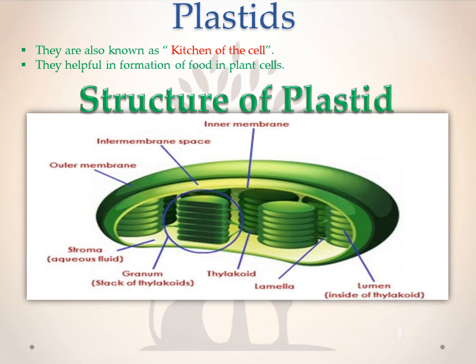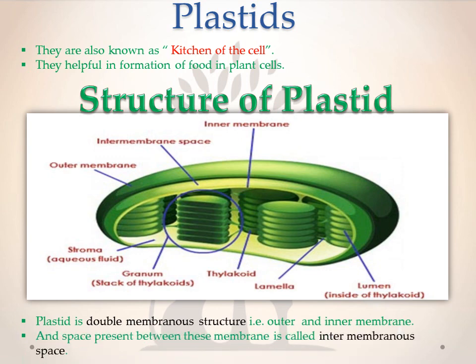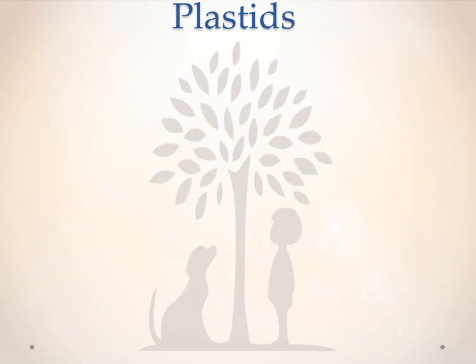In stroma there are many coin-like structures arranged in a form that is known as granum, and this single coin is known as thylakoid. These grana are attached to one another by the lamellae, and the thylakoid has a lumen of its own. Now we are going to discuss that plastid is a double membranous structure, the outer and the inner membrane, and the space present between these membranes is called intermembranous space.